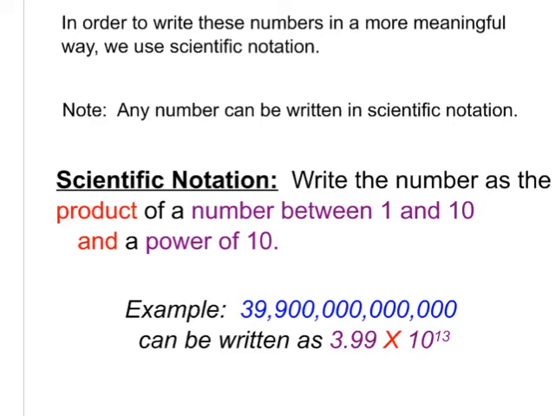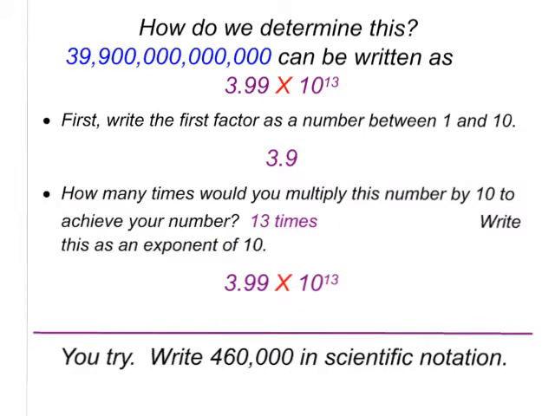Here's an example. Here's this very large number, okay? It can be written as, instead of 39,900,000,000,000, we can write it as 3.99 times 10 to the 13th. So how do we do this? How do we figure out how to do this?